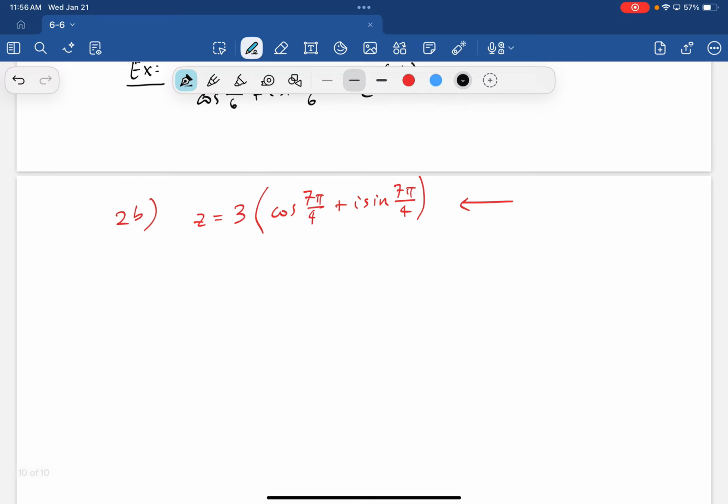Okay, where Euler's formula really shines is when it comes to multiplying and dividing complex numbers. Just assume you can read this.